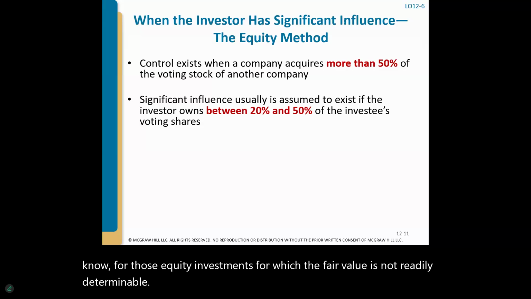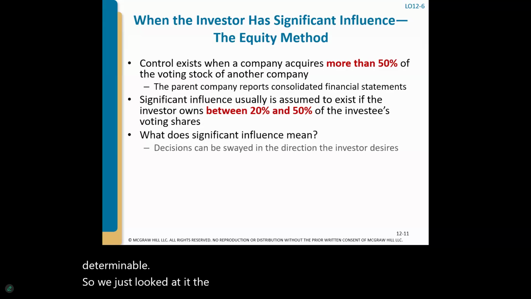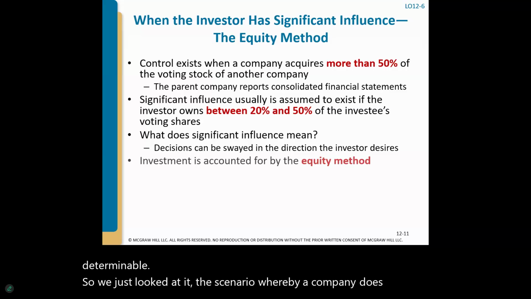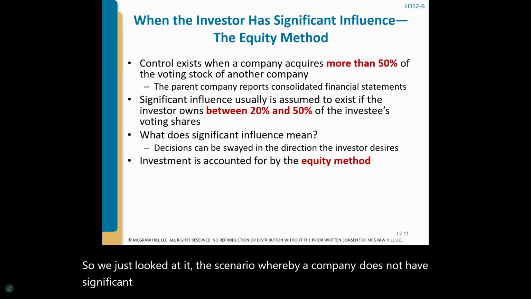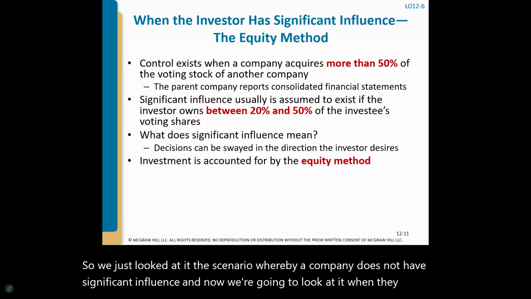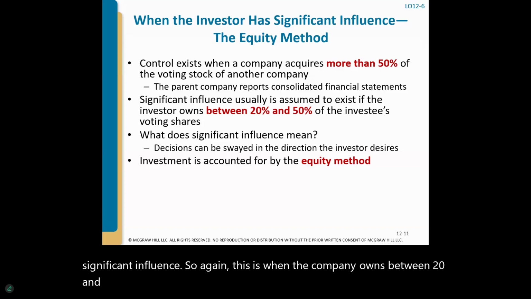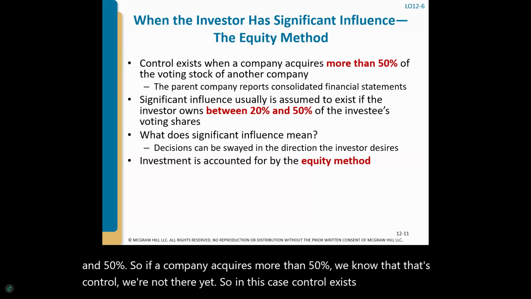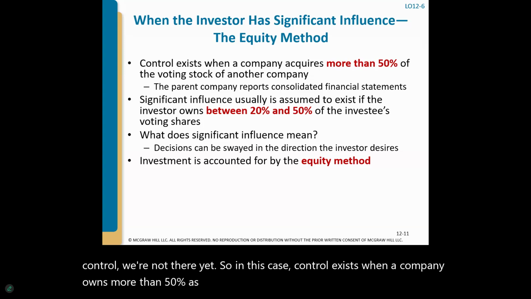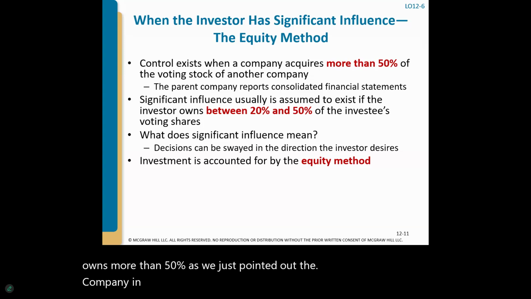So we just looked at the scenario whereby a company does not have significant influence. And now we're going to look at it when they have significant influence. So again, this is when the company owns between 20 and 50%. If a company acquires more than 50%, we know that that's control. We're not there yet. Control exists when a company owns more than 50%, as we just pointed out. The parent company, in such case, is going to consolidate the financial statements. They're going to combine them.